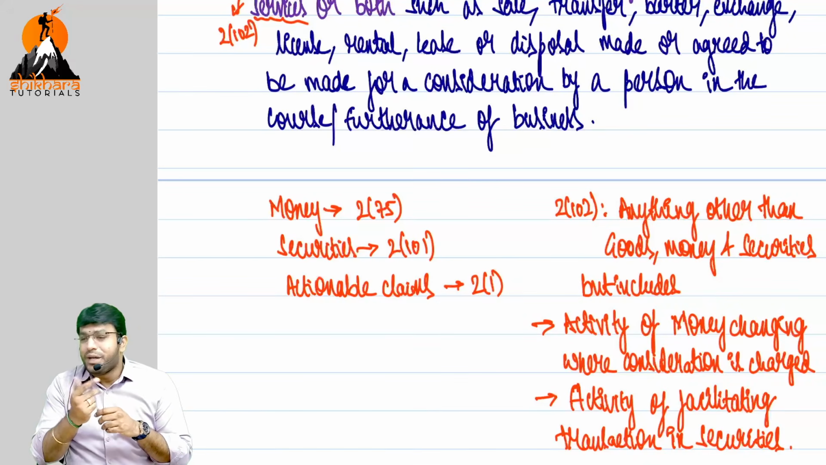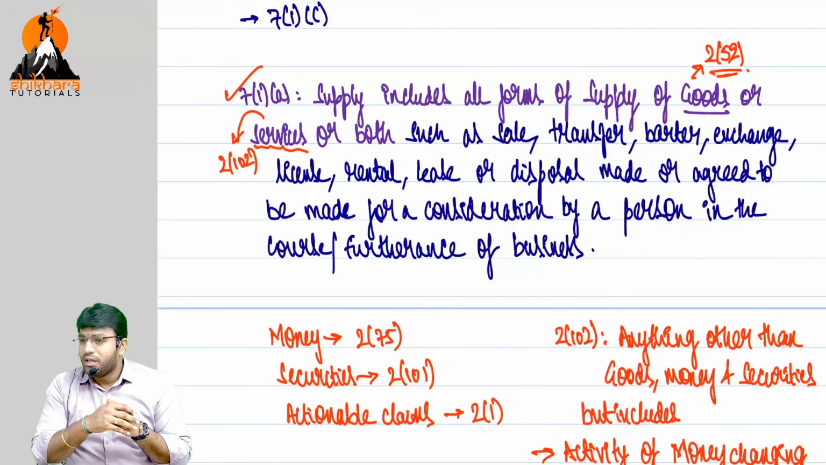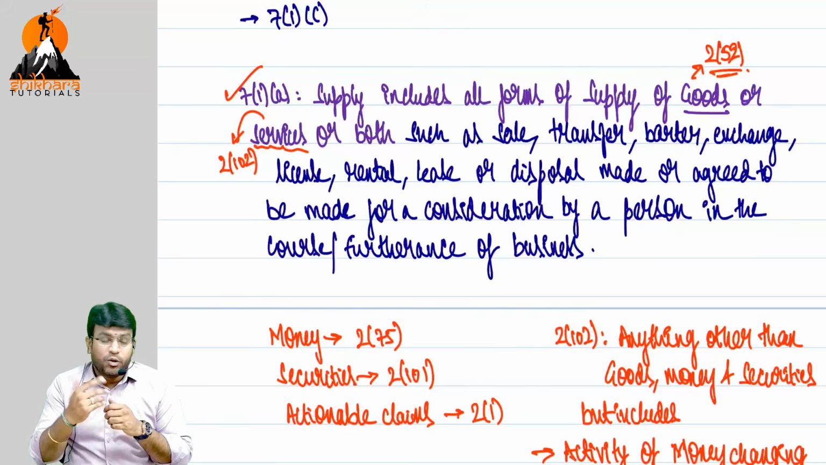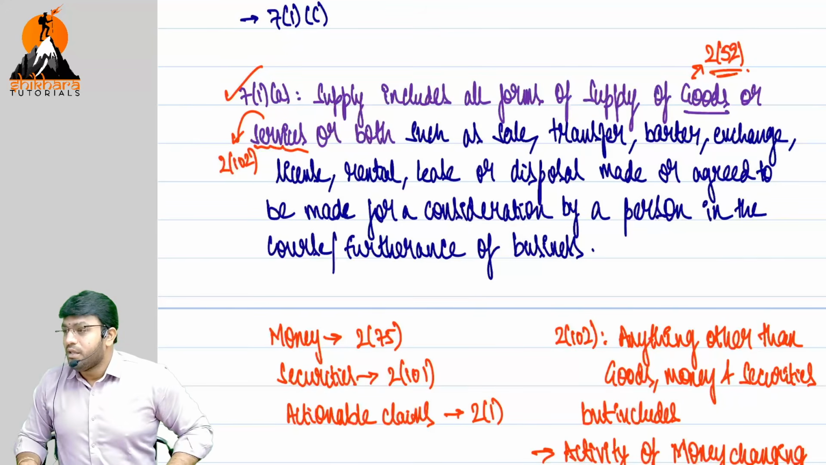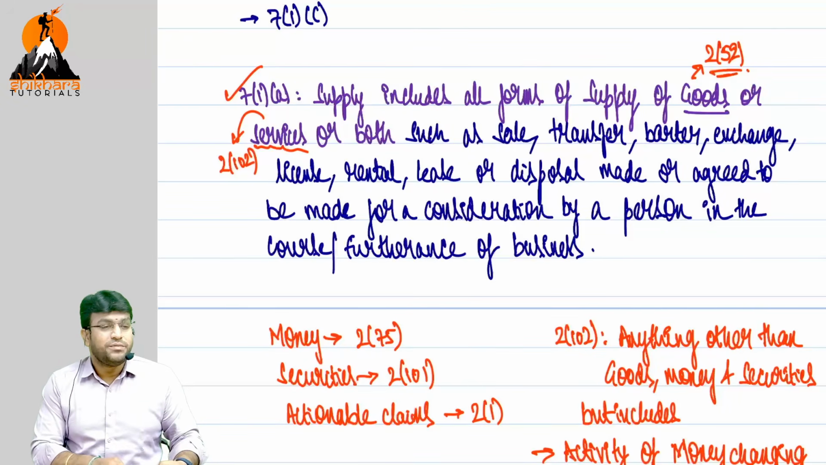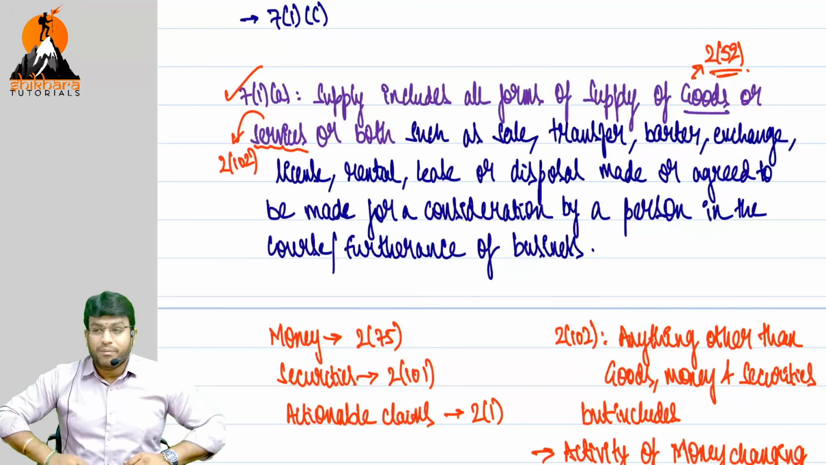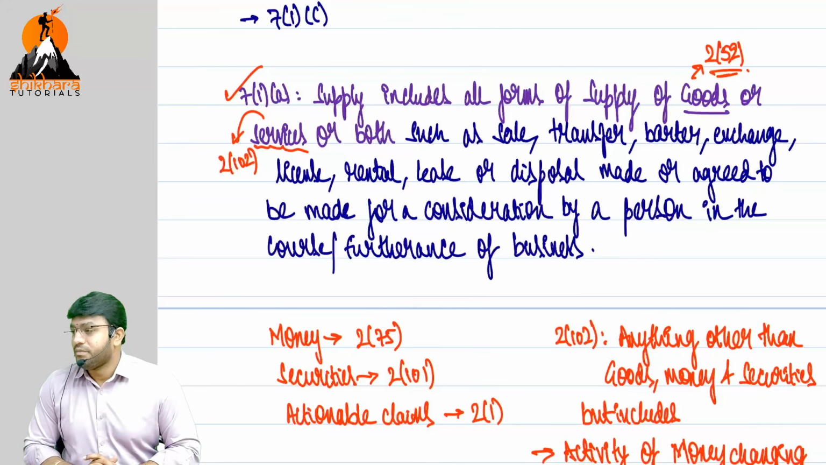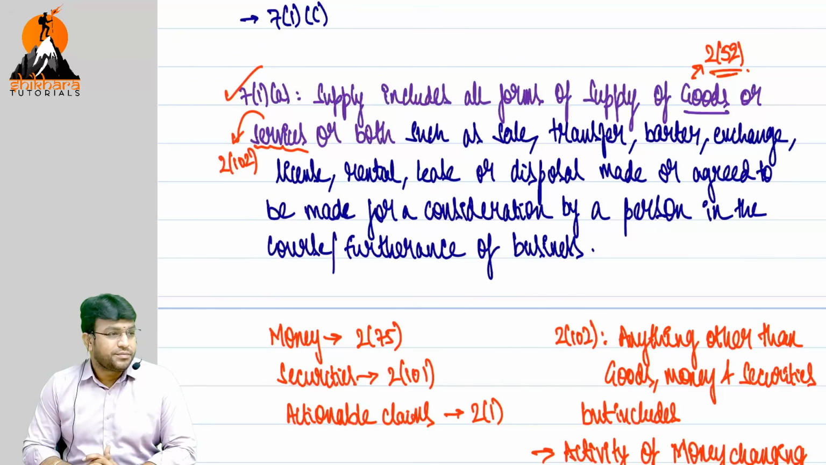So let's take 2 minutes to write the definition of goods and services. Already we wrote 7.1A, no? Till this stage, I'm sure we have already written in our notes. Write down 2(52). What is 2(52)? Goods. Right below, write: Goods cover every kind of movable property.